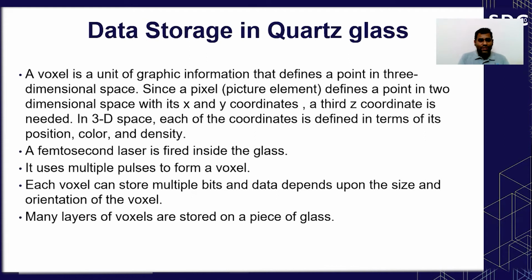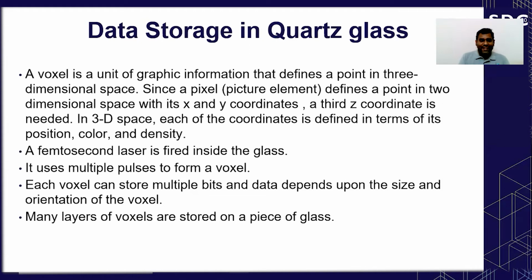A voxel is a unit of graphic information that defines a point in three-dimensional space. We all know the pixel. The pixel defines a point in two-dimensional space with its x and y coordinates. So a third z coordinate is needed. In 3D space, each of the coordinates is defined in terms of its position, color, and density.